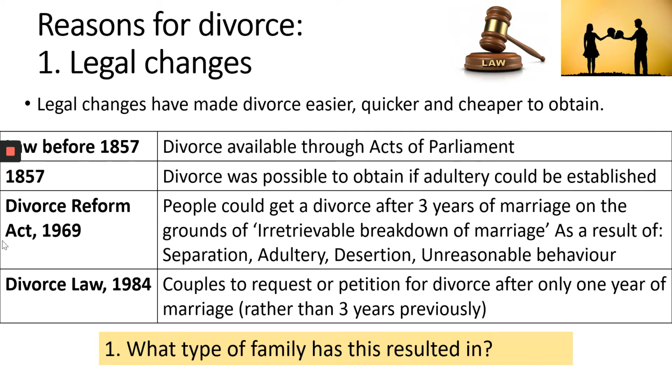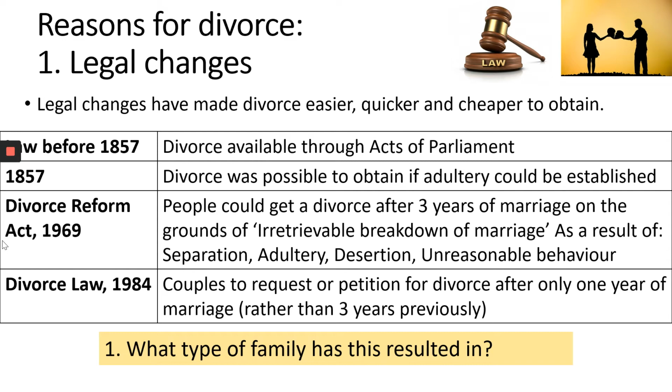Divorce was much harder to achieve in the past. So in 1857, divorce was possible to obtain if adultery could be established. So adultery, one spouse cheats on the other one. And obviously that's quite difficult to establish, especially in 1857, before emails and phones and videoing things, etc. So it was more difficult in that regard.